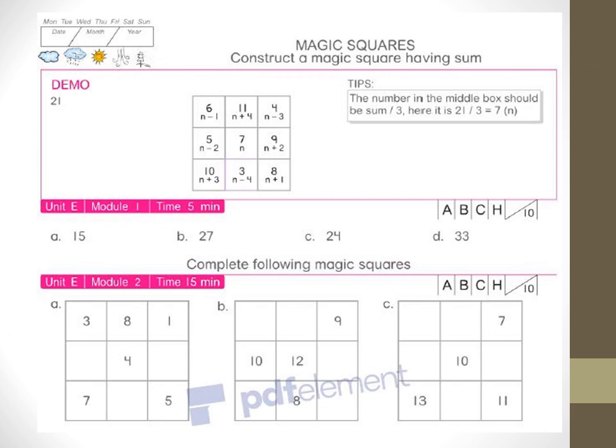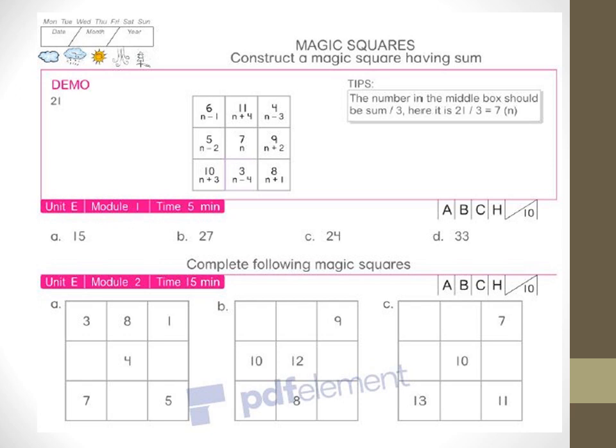Magic squares. Construct a magic square having the sum 21. Look at the demo, 21. So 21 divided by 3 will give you 7, so the center point will be 7. Above 7 there will be n plus 4, that means 7 plus 4 equal to 11, and below 7 will be n minus 4, that is 7 minus 4 equal to 3. To the right side of 7 it will be n plus 2, that means 7 plus 2 equal to 9, and to the left side there will be n minus 2, that is 7 minus 2 equal to 5.